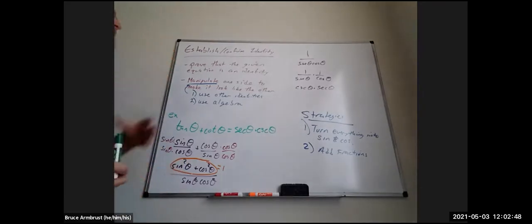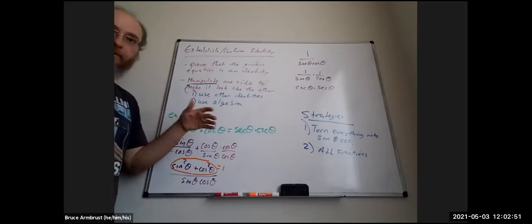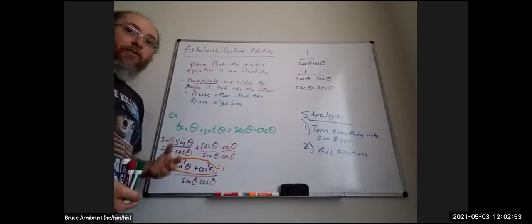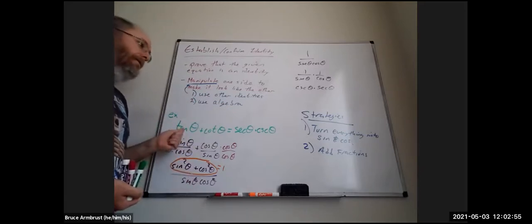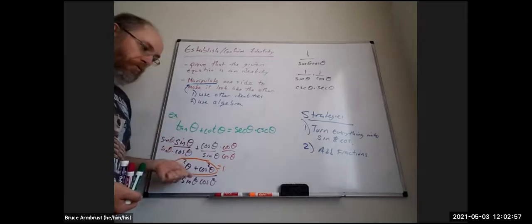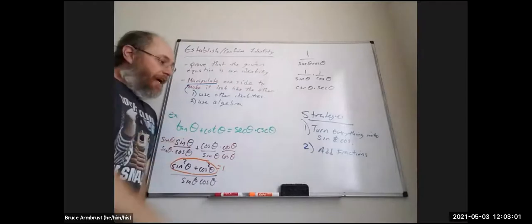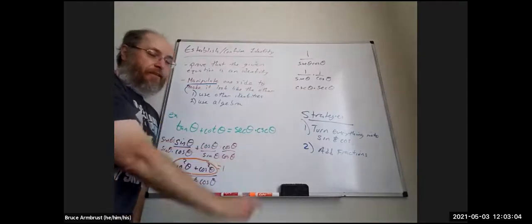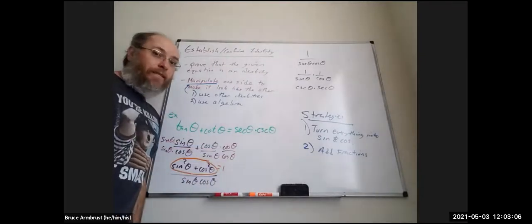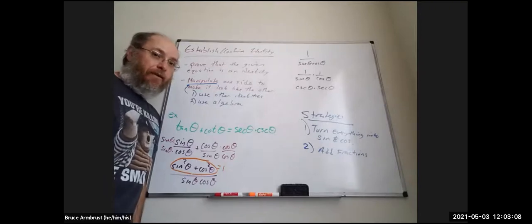Okay, so when you see one of these where they say establish, confirm, or prove an identity, this is what you want to do. You want to start with one side and do some work on it until it looks like the other side. But I want to stress, I didn't touch the other side of this equation. I didn't one time do anything with it.